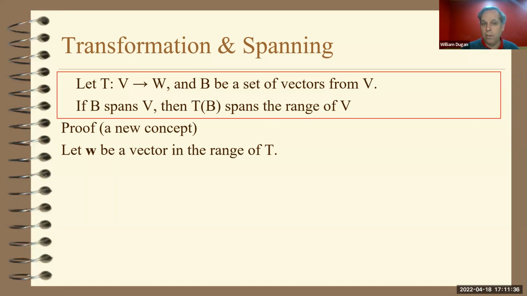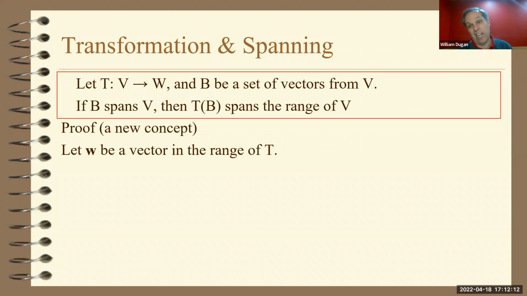So let's suppose you have a linear transformation, T, that goes from V to W. And let's say that B is just some set of vectors from V. If B spans V, then T of B will span the range of T. In other words, if you want to know the total potential output of the transformation, you take some set of vectors that span the vector space V, and just find what T of it is. The corresponding vectors will span the range.